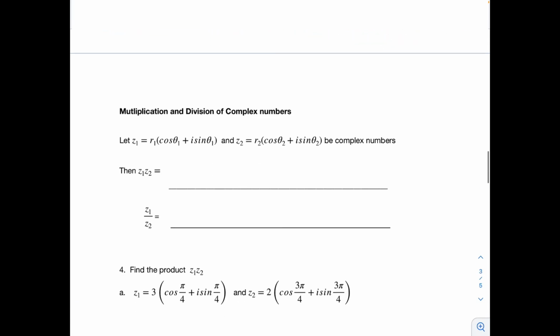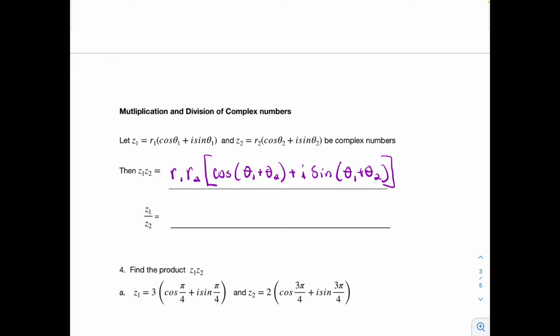Now we know how to convert in between the forms. Let's learn how to multiply and divide complex numbers written in trigonometric form. So the rule is to multiply two complex numbers together that are written in trigonometric form. You multiply the radii together, so r1 times r2, and then you add the angles inside the trig function. So that would be r1 times r2, all multiplied by cosine of theta 1 plus theta 2, plus i sine of theta 1 plus theta 2.